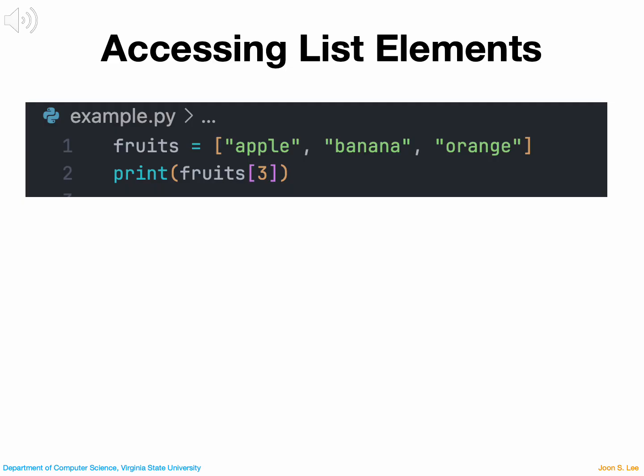Index 3 doesn't exist. When Python runs this line, it will throw an error called index error, list index out of range. This means we're trying to access a position that isn't there. It's a very common beginner mistake, especially when looping through lists or when you forget that Python indexing starts at 0. So whenever you see index out of range, think, did I go one number too far?